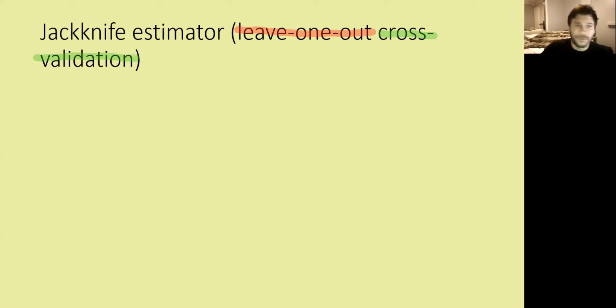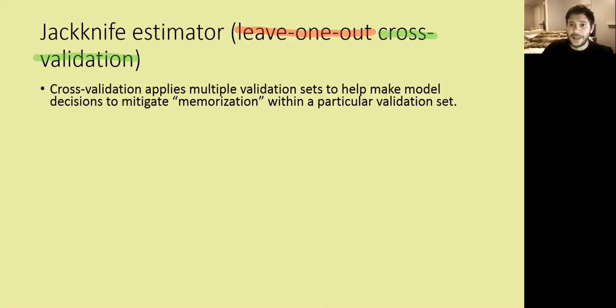So this idea of cross-validation applies multiple validation sets to help make model decisions and to mitigate this problem of memorization within a particular validation set. We might get really good on that one validation set, but if we switch to a different one, we'll get a more honest estimate of our out of sample error.